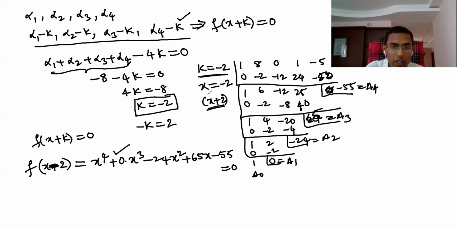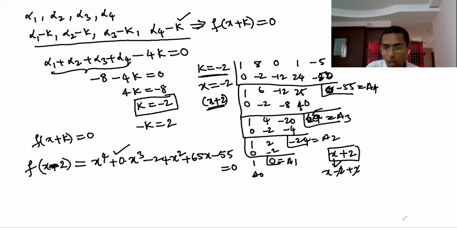Why did I divide with x plus 2? I want x minus 2, no? That means I should express this in terms of x plus 2. If I express in terms of x plus 2, then I can substitute x minus 2 in the place of x, so that this 2 gets cut.